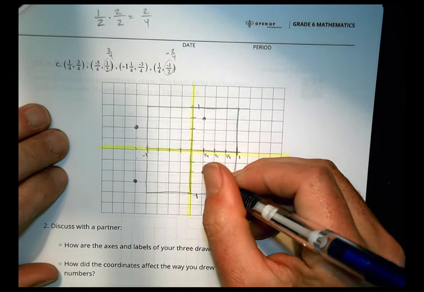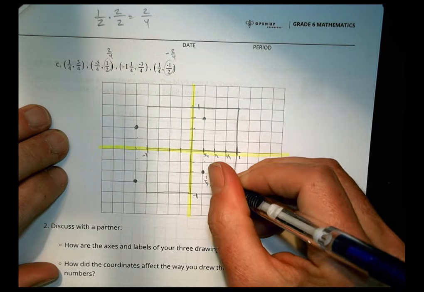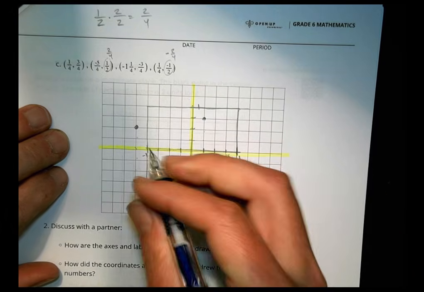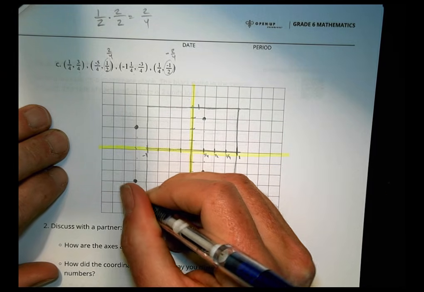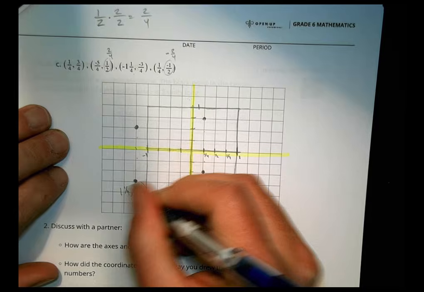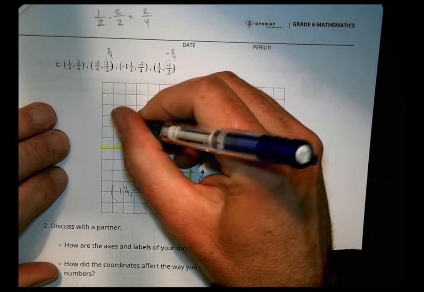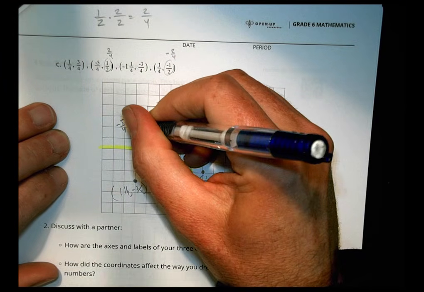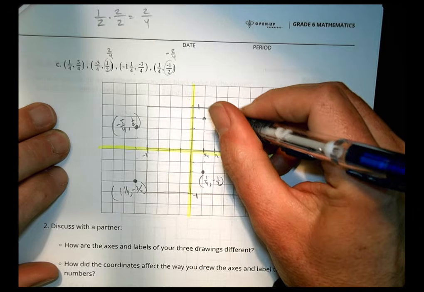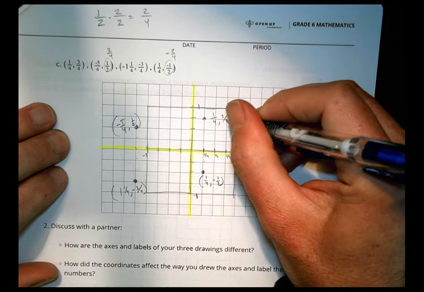Okay, so you could label those definitely. 1 fourth, comma negative 1 half. You could do 1 and 1 fourth, comma negative 3 fourths. And usually you label your points. I did not do that on the other ones, I apologize. Alright, but that's just kind of what you would do to show what those points are.